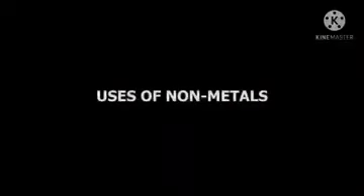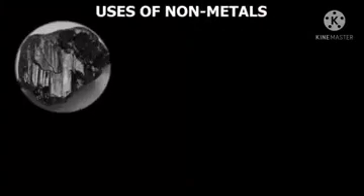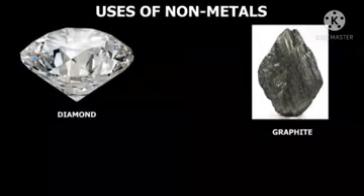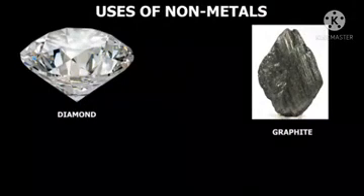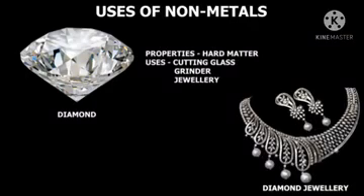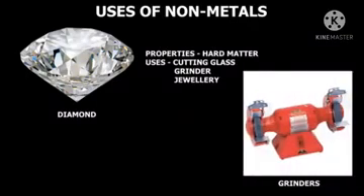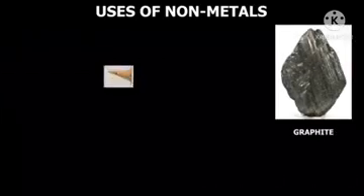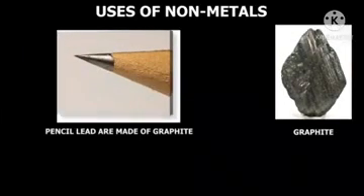Now let us discuss uses of few nonmetals. Carbon is a nonmetal. Diamond and graphite are two forms of carbon that are found naturally. Diamond is a well-known jewelry material. It is also the hardest natural matter and is used in cutting glass and in grinders. Pencil leads are made from graphite.